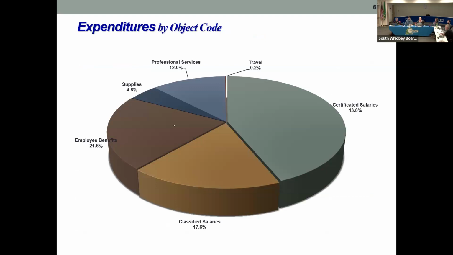And then object code. This is what we normally talk about. This is certificated salaries, which are, again, we talk about teachers, TOSAs, principals, anybody that has a certificate, and then classified salaries, and then the employee benefits that go with that, which is roughly 83% of our total budget, and then supplies, professional services, and travel. And professional services is one that we struggle with, because that's where your insurance and your utilities are, that we don't have a lot of control over and that continue to rise.